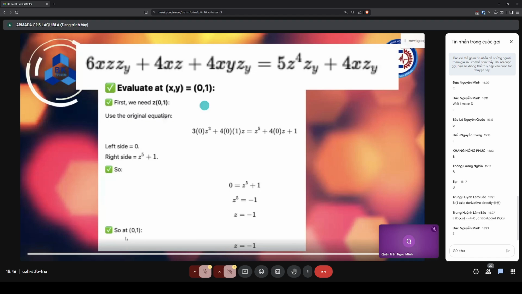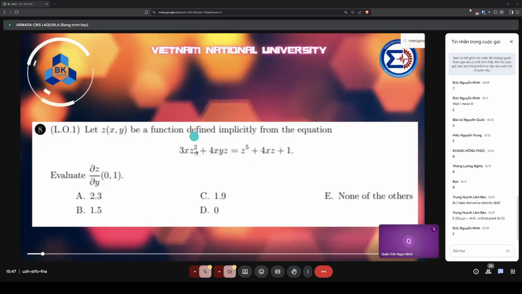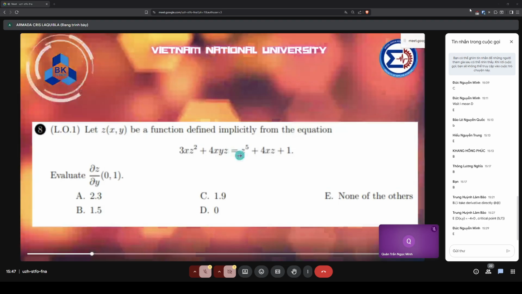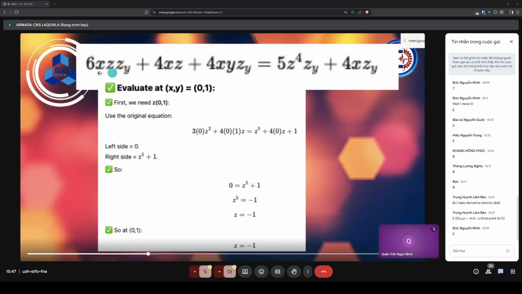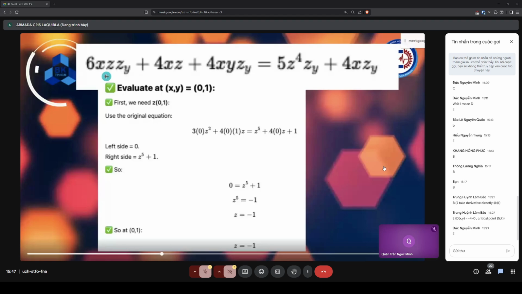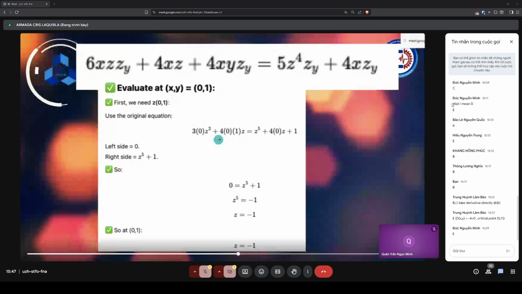Now we have the point 0, 1 for x and y. So we substitute 0 for x and 1 for y in our original equation, so that we can solve the value of z. Because in this equation, as you can see, there are some z's. For xz, we have z to the fourth, and this one xz also. So we need the value of z. We only have the value of x and y, which is 0 and 1. So we substitute the 0 and 1 here, and you can get z.